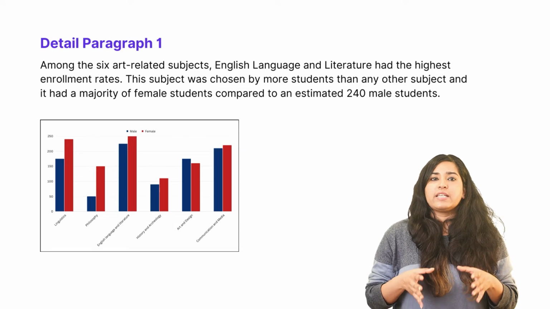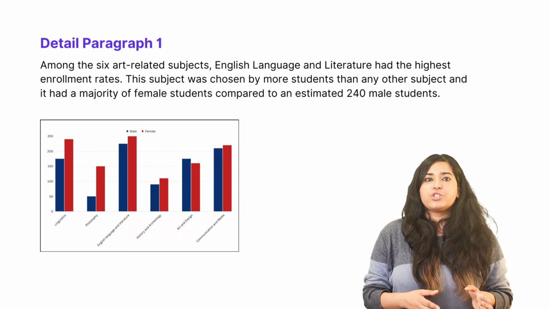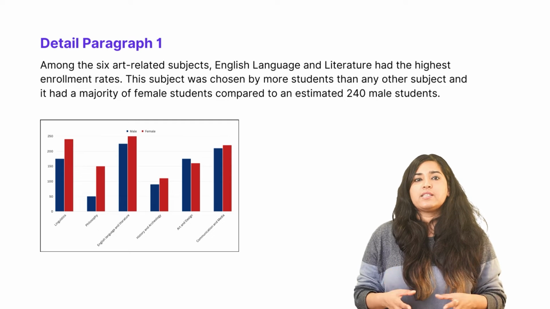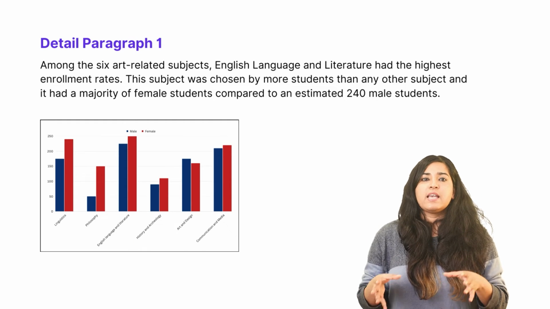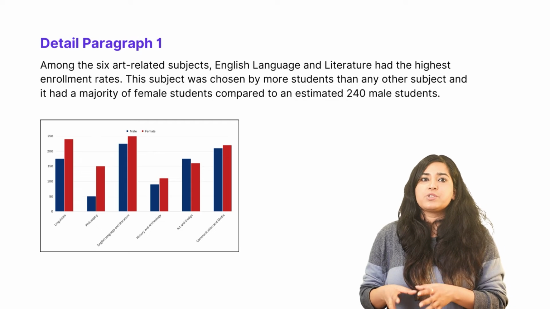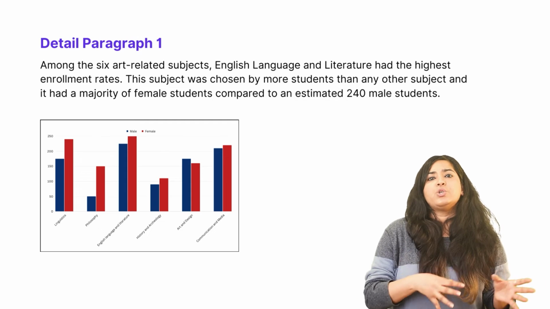Okay, I'm going to start by writing. Among the 6 art-related subjects, English language and literature had the highest enrollment rates. This subject was chosen by more students than any other subject, and it had a majority of female students compared to an estimated 240 male students. Now that we covered the first detail body paragraph, let's move on to the second.